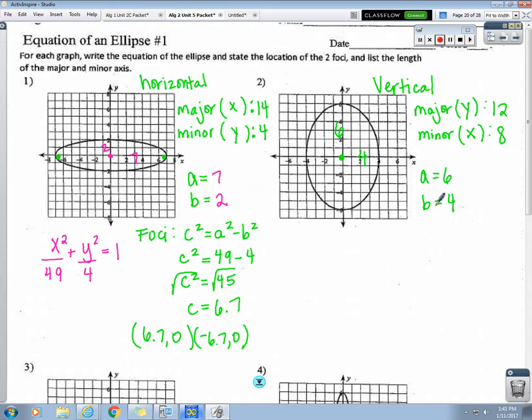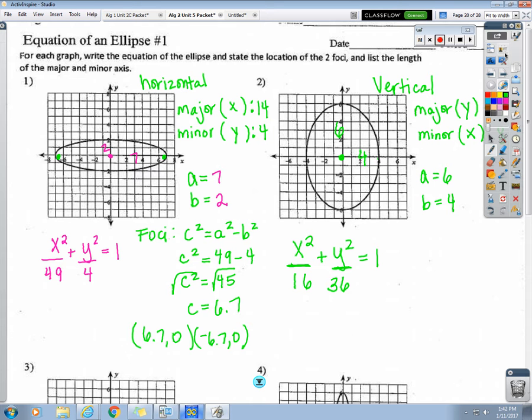So now that we have that, we can write the equation of this ellipse. x squared over something plus y squared over something equals 1. Below the x, you need to look at the x-axis number, 4. When you square it, you get 16. And then below the y, we'll look at the number that we put on the y-axis, which was 6. When you square it, you get 36. Wouldn't it be nice if we could stop there and not worry about the foci?